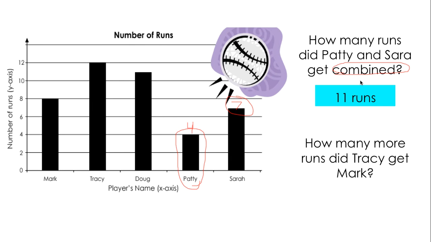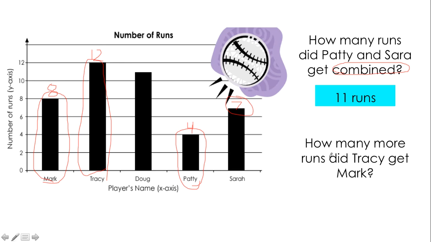The next question: how many more runs did Tracy get than Mark? Well, I definitely want to take a look at Tracy, and I definitely want to take a look at Mark. Mark is first, so I'm going to look at his. Mark scored up to the line of 8. So Mark scored 8 runs. And here's Tracy right next door. Tracy got up to the 12. So I know Mark had 8, Tracy had 12.